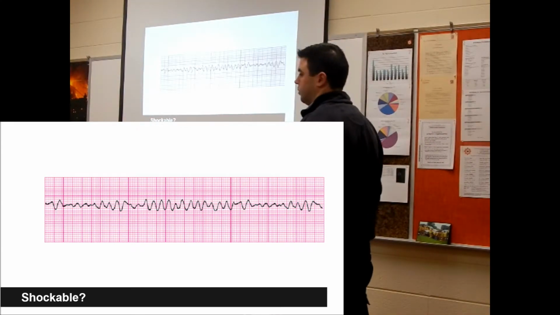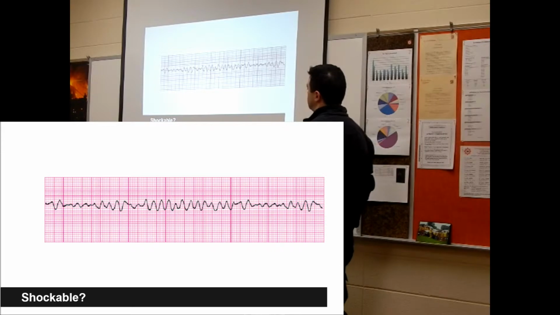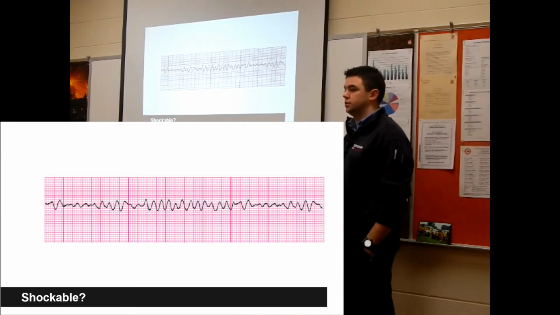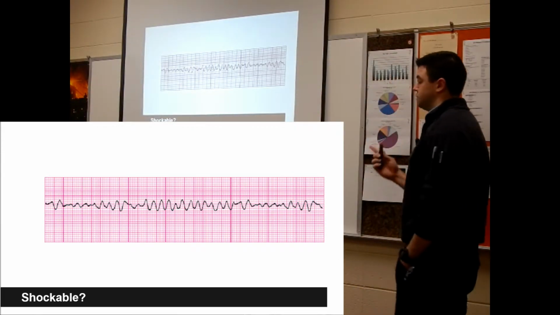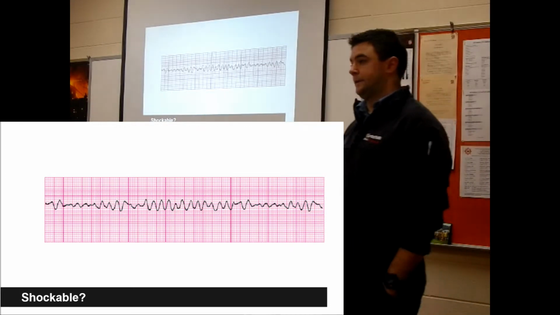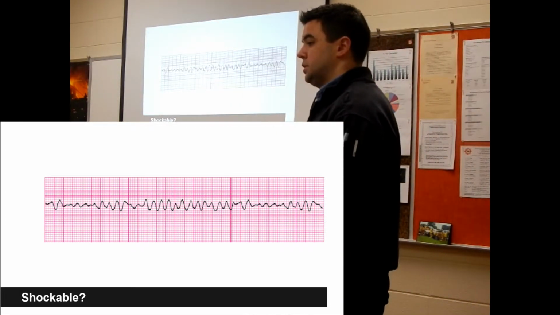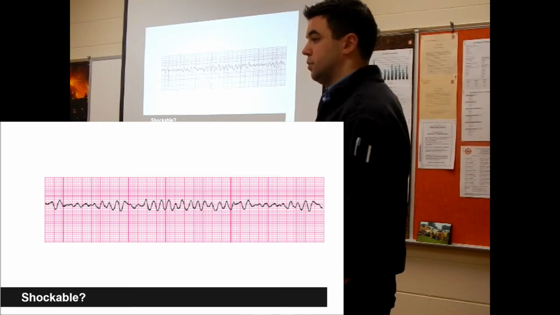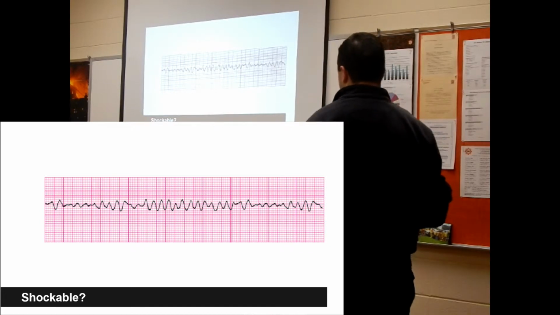So you see this on the monitor, a person's unresponsive with no pulse. You have your partner hold off on compressions, and this is what you see on the monitor. What is that looking like? Is that organized? No, it's multiple firing points. So this is going to be back to that Vfib.